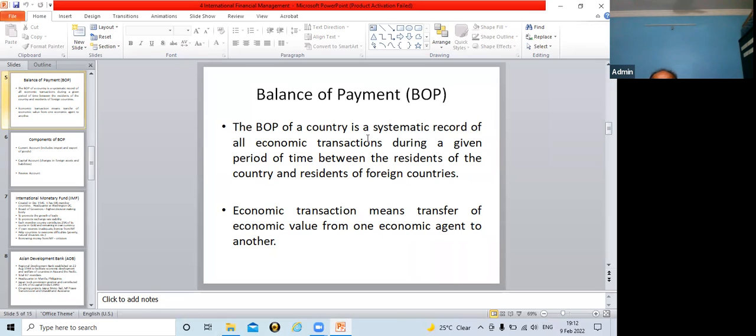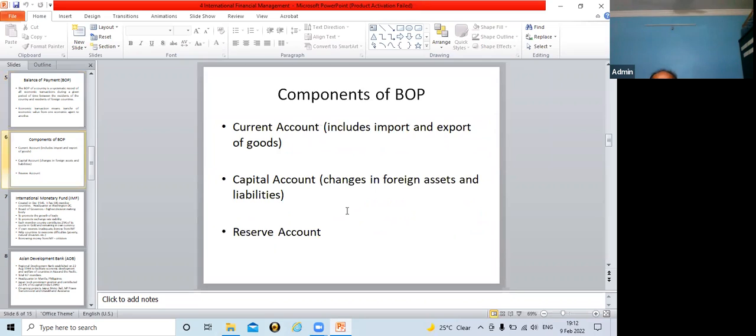So again, I repeat, balance of payment is nothing but the systematic record of all economic transactions during a given period of time between the residents of a country and the rest of the world. And there has to be an economic transaction. It means transfer of economic value from one person to another country.